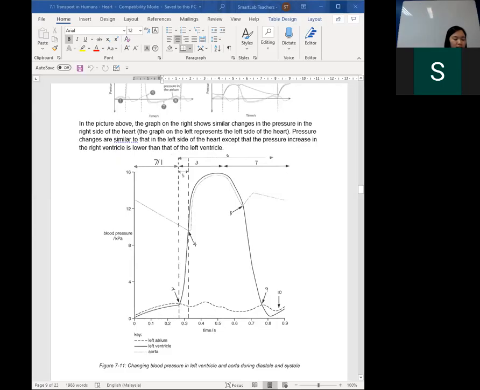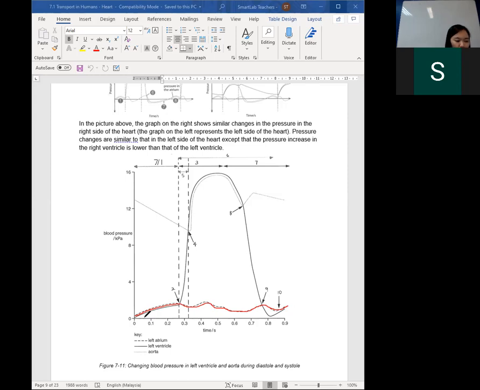Okay, let's take a look at these parts over here. First, we need to understand what the lines are for. The one in red refers to the blood pressure exerted by the atrium. The atrium is quite small, so that's why it doesn't exert that much pressure. The pressure exerted is actually quite low.